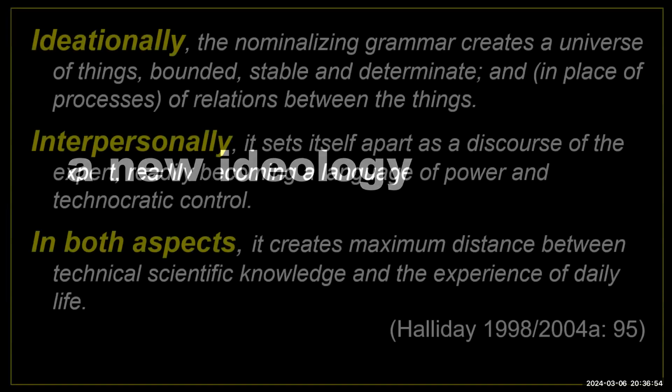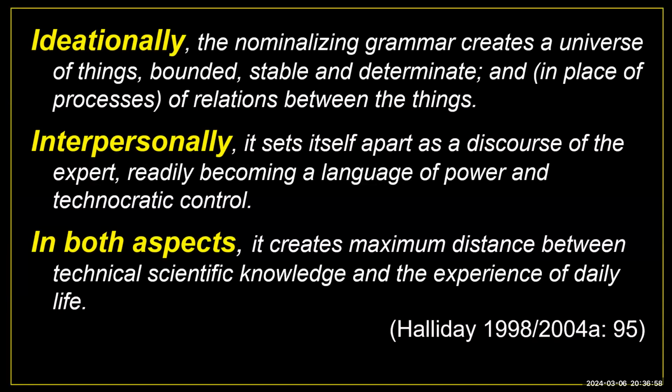How has it affected us in terms of the way we perceive the world? If the way we write is not as dynamic actions that are carried out, but rather as things. Well, what's the outcome of that? Ideationally, the nominalizing grammar creates a universe of things, bounded, stable, determinate, and in place of processes, of relations between the things. It's a new idea, a new way of thinking, a new way of seeing the world.